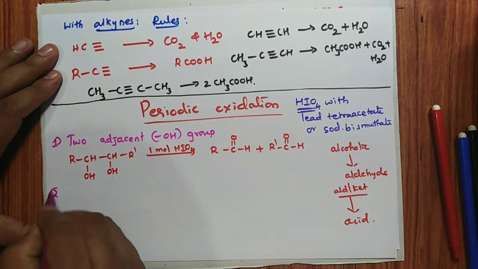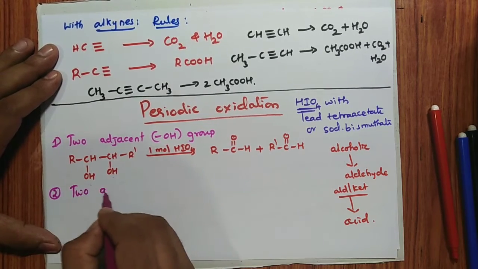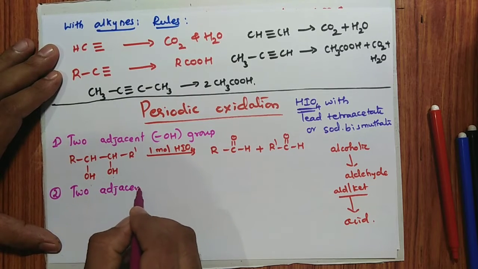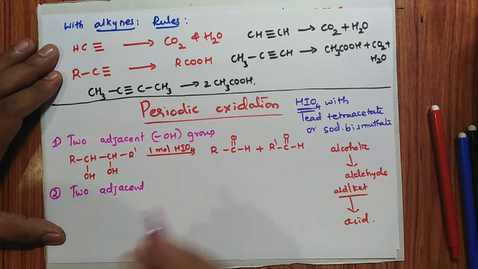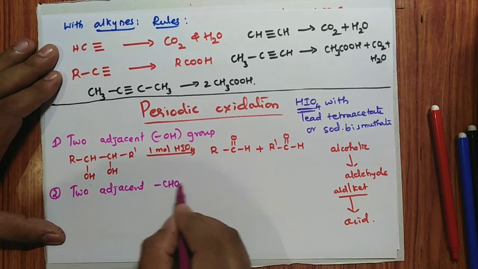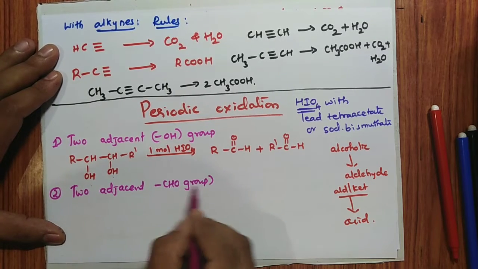So the second one we will take. All these are adjacent only. A single one, if it is there, will never act as an oxidizing agent. Two adjacent CHO groups. Very important.